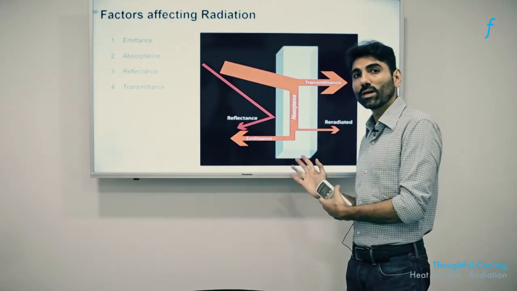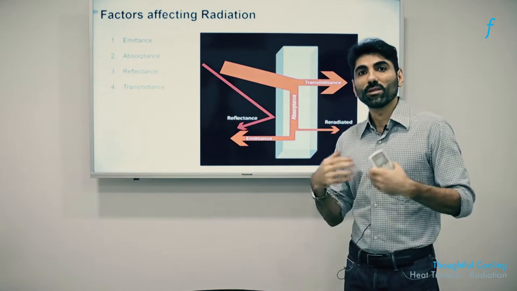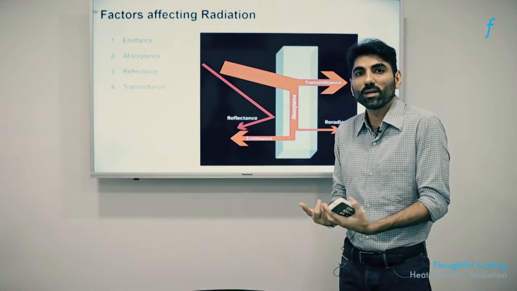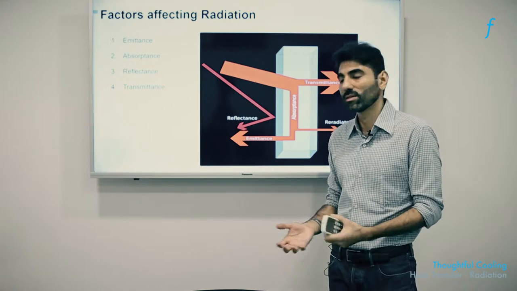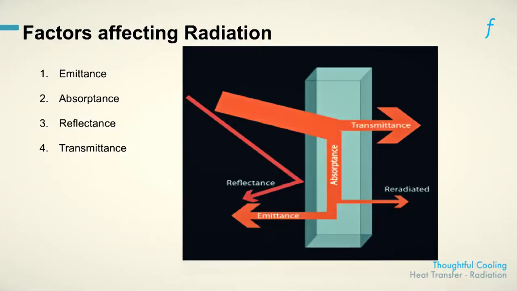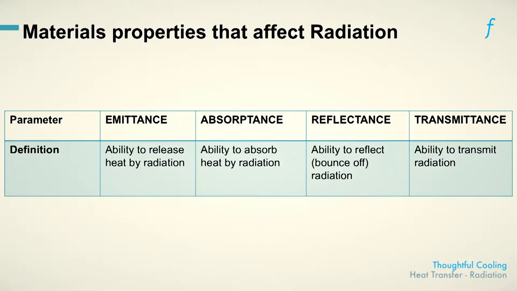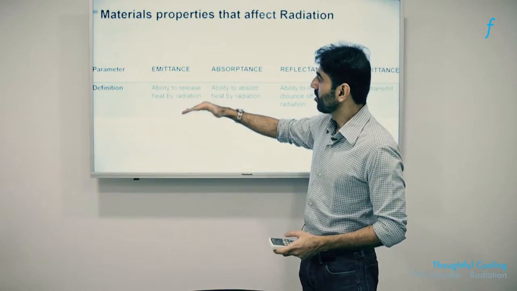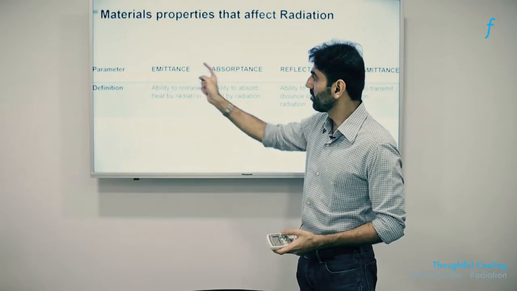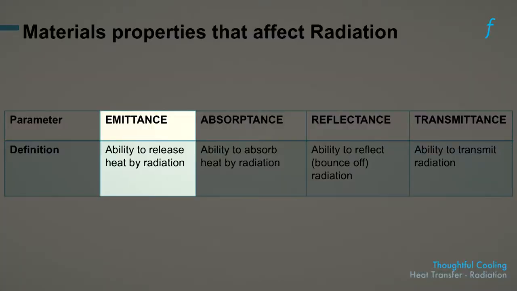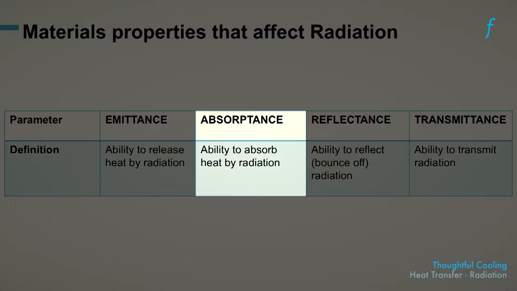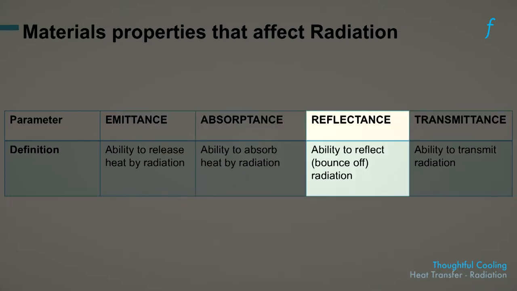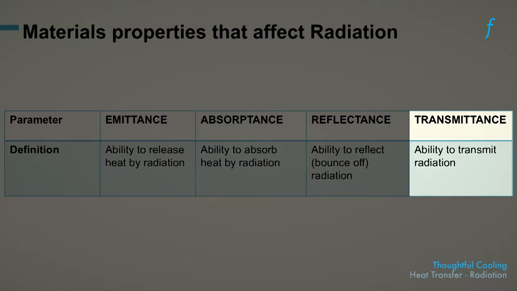And this is something that we had already addressed in the definition of thermally comfortable and visually comfortable design, which needs to balance these two competing needs simultaneously. Let's look at some of the more classical definitions of these terms: emittance, absorptance, reflectance, transmittance. Each of these relates to one part or one phenomenon in the radiation spectrum. For example, emittance is the ability to release heat by radiation. Absorptance is the ability to absorb heat by radiation. Reflectance is the ability to reflect. Transmittance is the ability to transmit radiation.